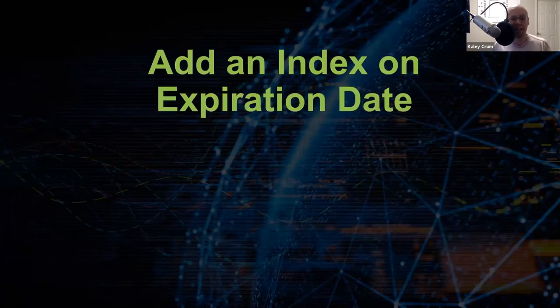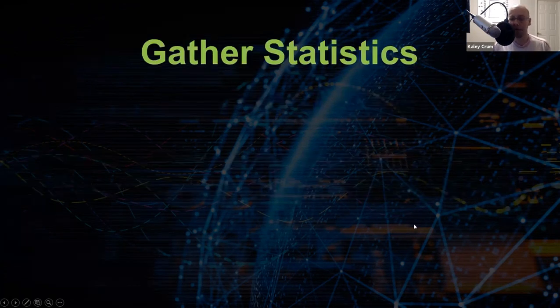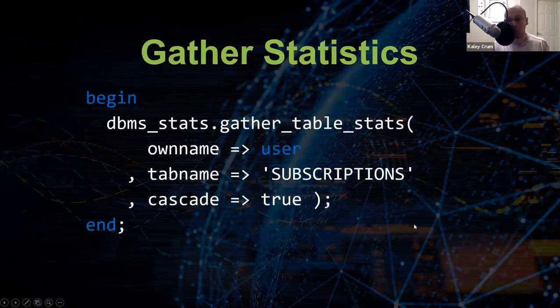Let's add an index. We'll say create index, subscription index on our subscriptions table on the expiration date column. And then we'll gather statistics to make sure that we're dealing with the most up-to-date statistics possible. If you see cascade equals true, that means go ahead and gather index statistics. Go ahead and gather statistics on the indexes as well while you're gathering statistics on the table.